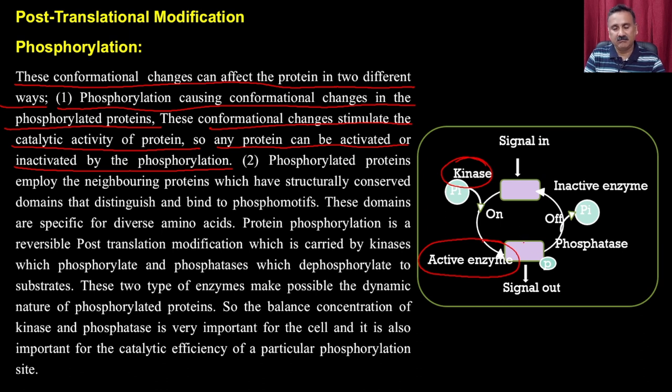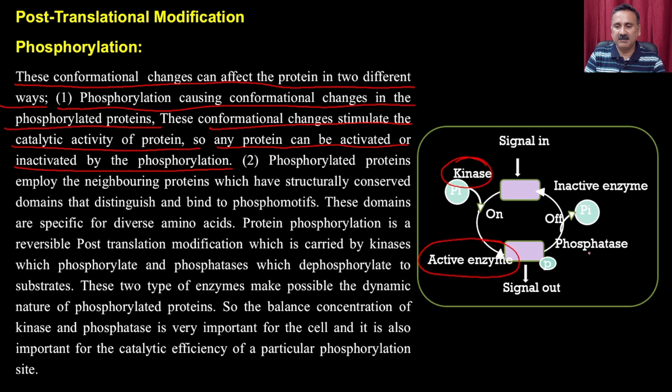Sometimes it happens the other way around, that you have an active enzyme and then it becomes an inactive enzyme. But that depends on the type of conformational changes it is bringing into the system, and how it is going to impact the structure of that enzyme. Once you have the phosphorylated enzyme, there is another set of enzymes called phosphatase enzymes, and the phosphatase brings the enzyme back into the unphosphorylated form, and that is how it shuttles between the two states. One is the active enzyme, the other is the inactive enzyme, and so on.